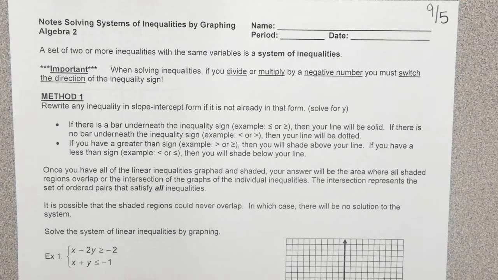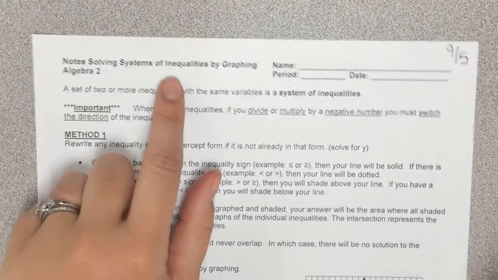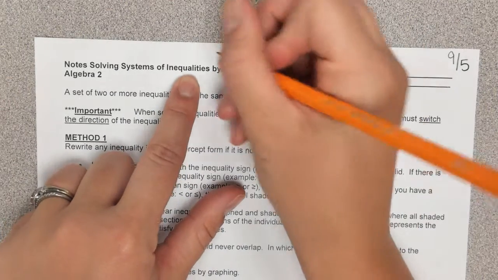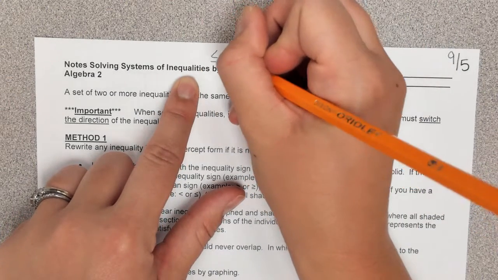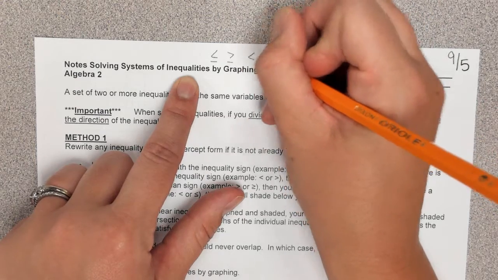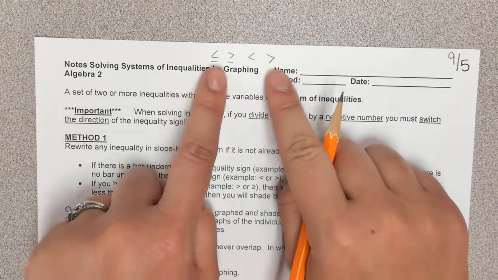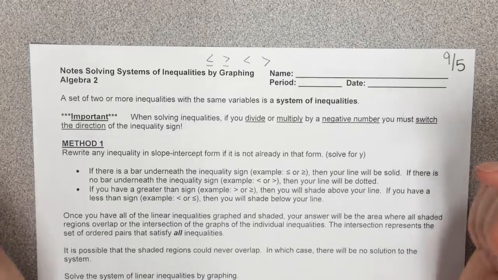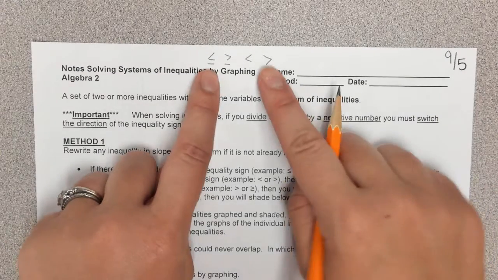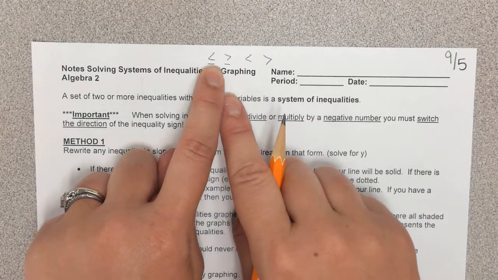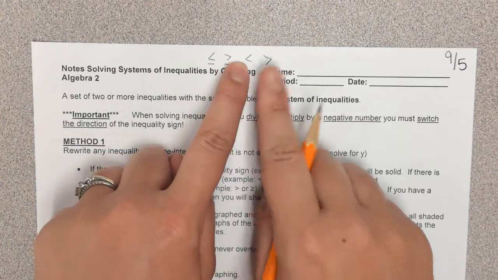All right, inequalities. So we remember what inequalities are. They're these things. Remember these symbols from back in the day? Unequal means something's greater than something, right? So less than or equal to, greater than or equal to, less than, greater than.